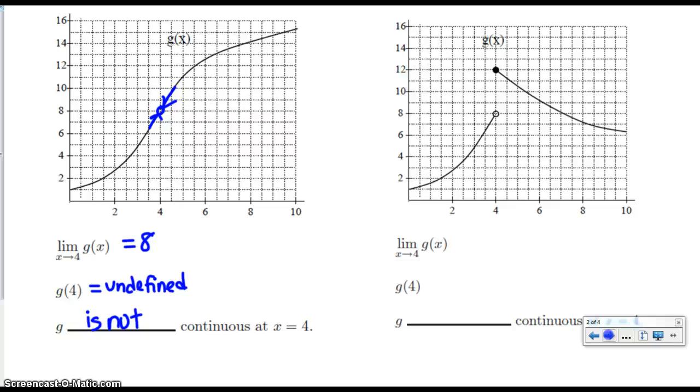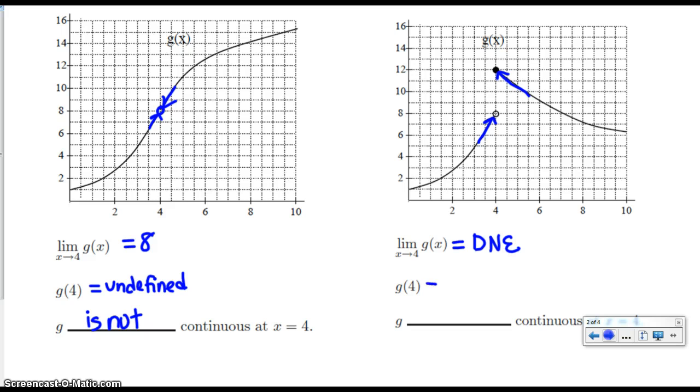In this last example, you can see that we have a jump. If you look from the right side of the limit, it's approaching 12, but the left side of the limit is approaching 8. And if you remember from limits, a limit only exists at a number if the left and right sides approach the same number. So we have to say that this limit does not exist.